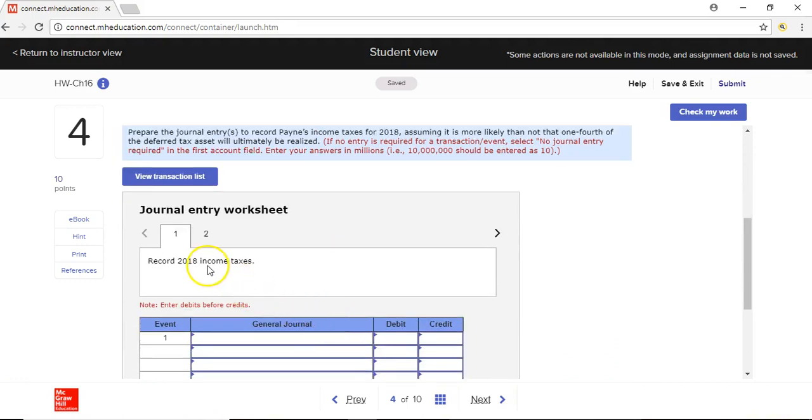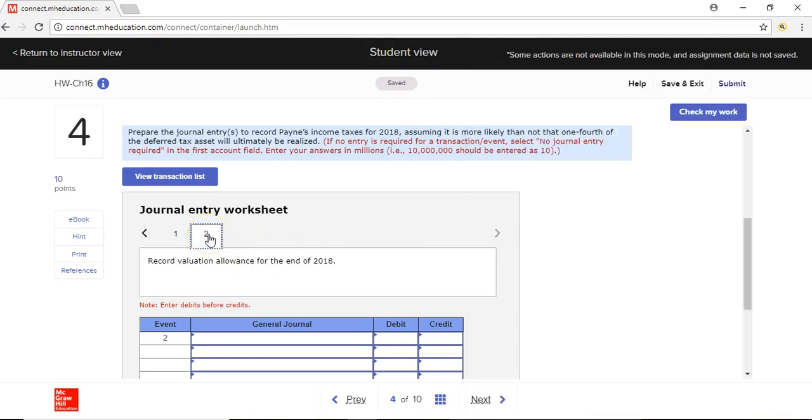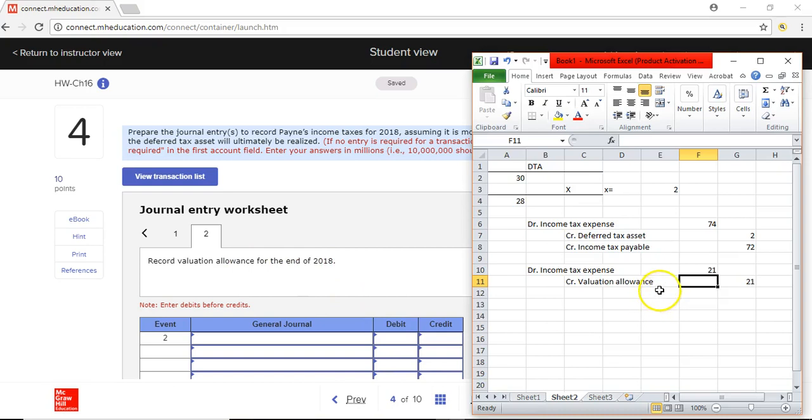In the first journal entry for requirement 2, recording 2018 income taxes, we still have the same journal entry as the first requirement. But the second entry asks us to record the valuation allowance for the end of 2018. The second requirement will have this journal entry.